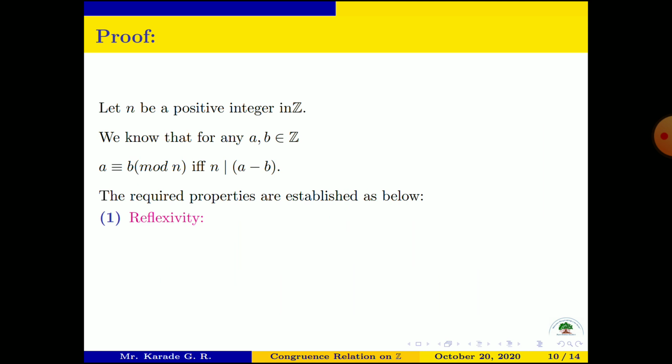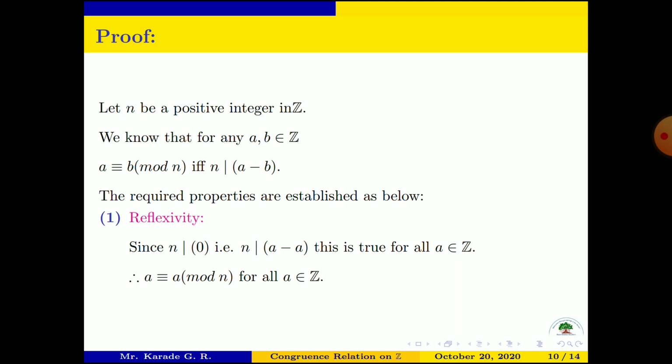First we see the reflexivity. Since any integer n divides 0, n divides a minus a, and this is true for all a belongs to Z. Therefore a is congruent to a mod n for all a belongs to Z. This is the proof of the reflexivity property, and that proof is very simple.